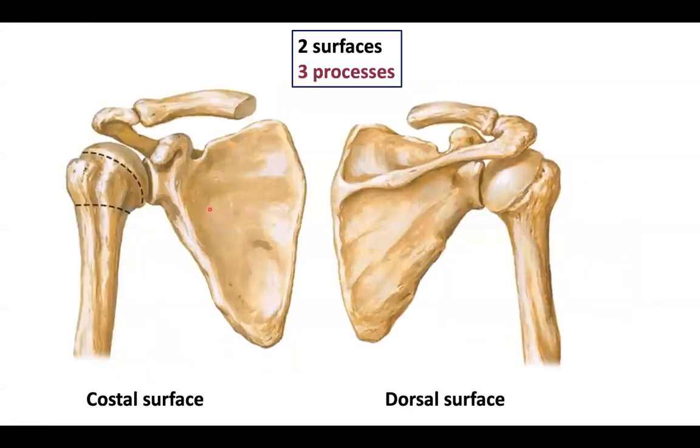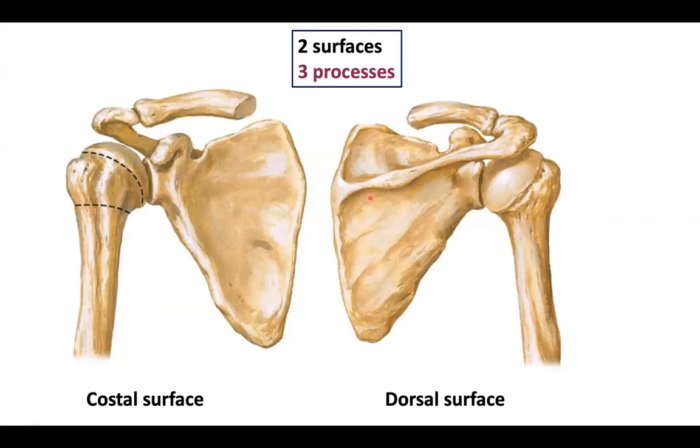And scapula has 2 surfaces. So it has anterior and posterior surface. So the anterior surface is known as costal surface. It's adjacent to the ribs, and it forms the physiological scapulothoracic joint. So since it's adjacent to the ribs, it's known as costal surface. But the posterior surface is known as dorsal surface.